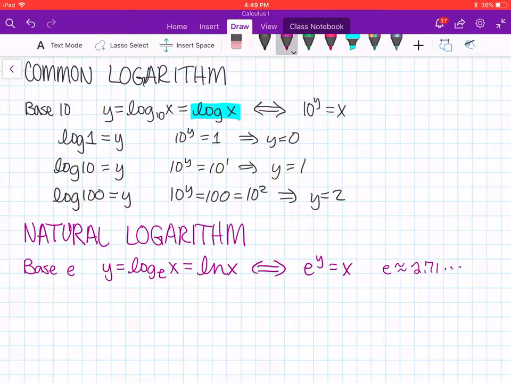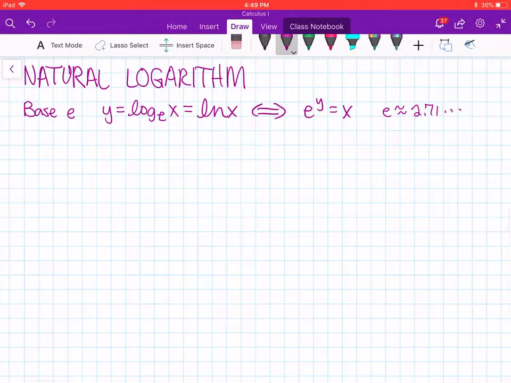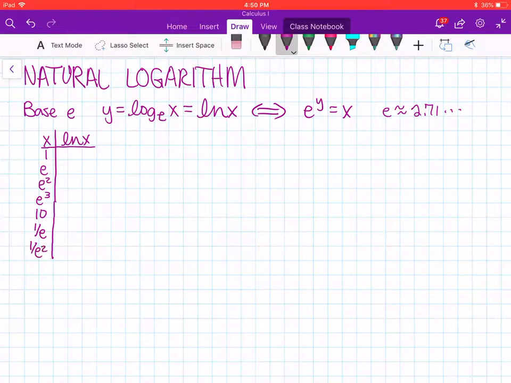All right, let's try to figure out what the graph looks like for the natural logarithm, and let's fill out our table. We'll do 1 and then powers of e, since that's our base number. We could even do 10 if we wanted to, and 1 over e squared. There we go. And now let's do the logarithm.